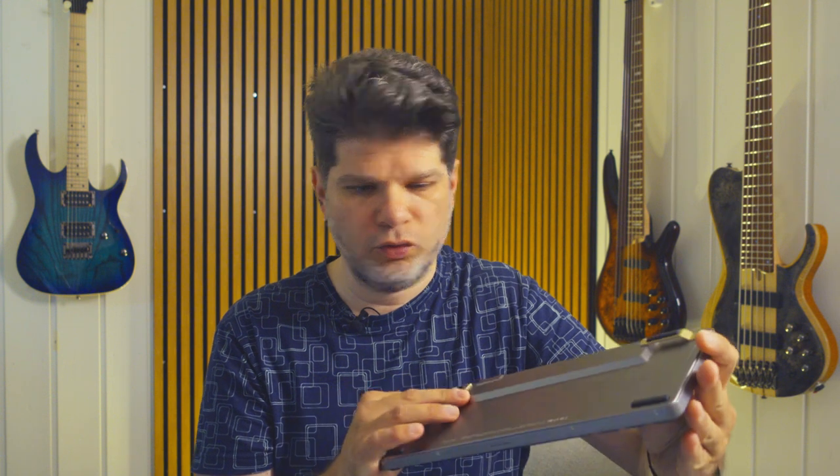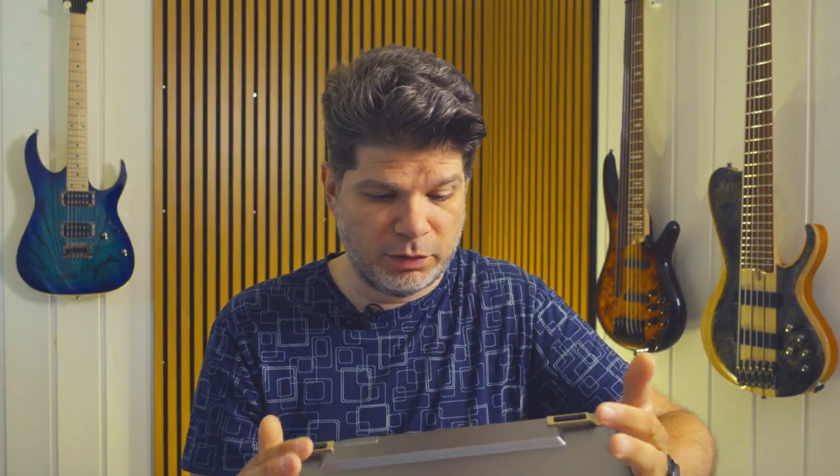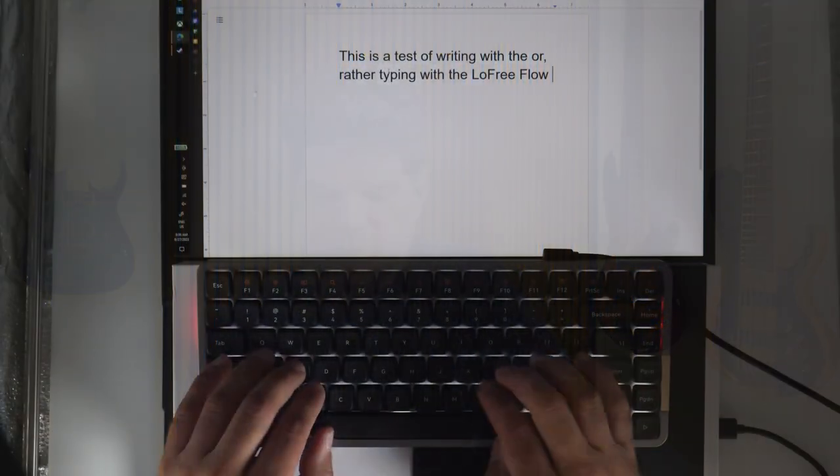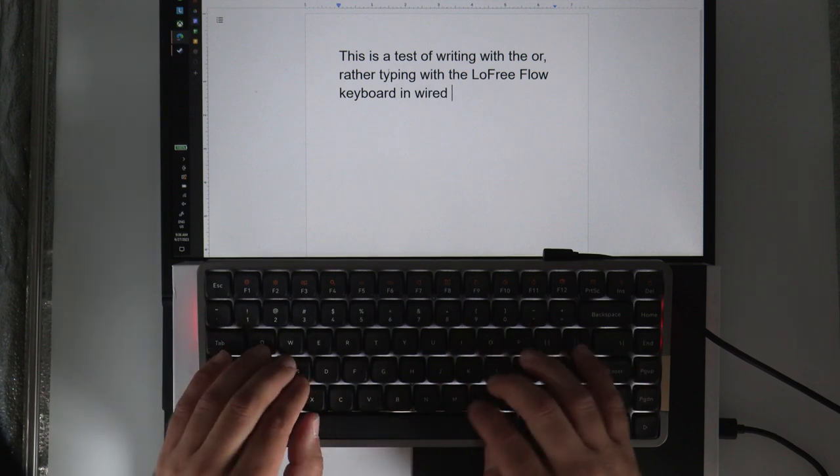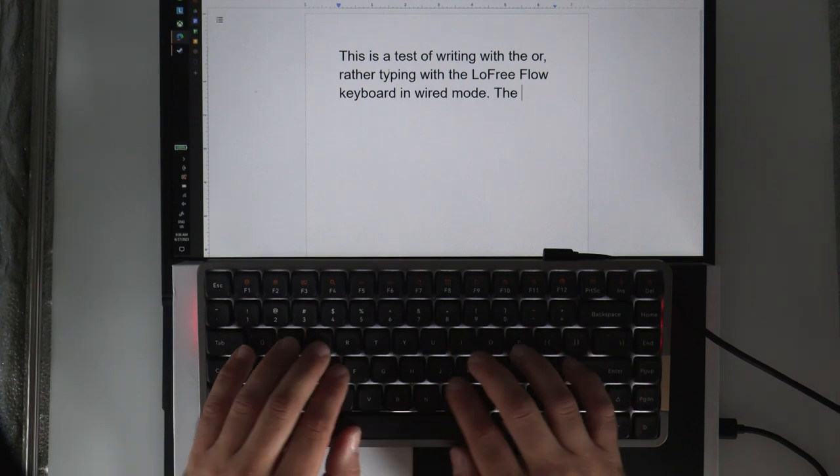All right, so LowFree Flow, is it Flow? Yeah, it's called Flow keyboard. I really love the build quality and the impression that it gives you. The typing itself, I think it's very responsive, it's very tactile, and it's a pleasant feel.